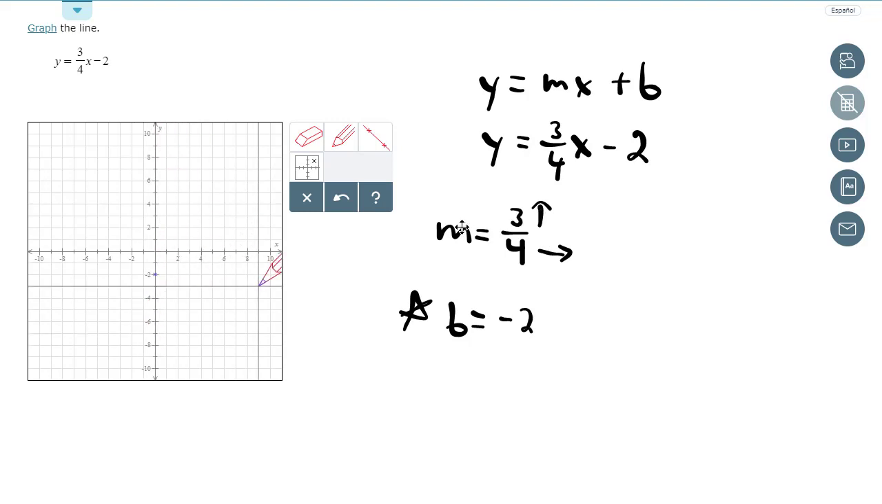Then I'm going to use my slope to tell me how to get to the second point. So from the y-intercept, I'm going to go up 3, right 4. So from here, up 3, 1, 2, 3, and then right 4, 1, 2, 3, 4. Put my second point, and then all I have to do is draw my line, and that's it.